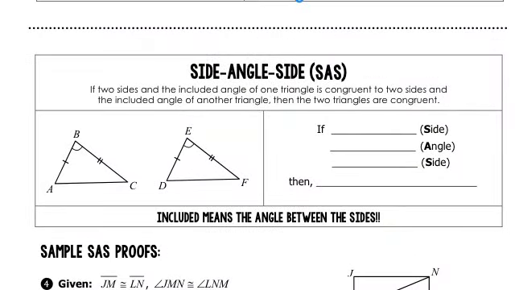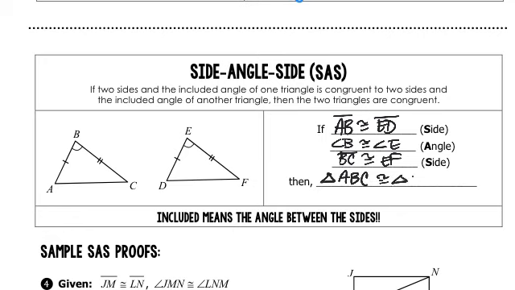Okay, now we're going to do side, angle, side. So the difference with side, angle, side is we have a side marked, an included angle, and another side. So included means it like hugs it. Okay, so here we go. If a side, so AB, is congruent to the other side, ED on the other triangle, if angle B is congruent to angle E, and then BC is congruent to EF, then the triangles are congruent. So triangle ABC is congruent to triangle DEF.